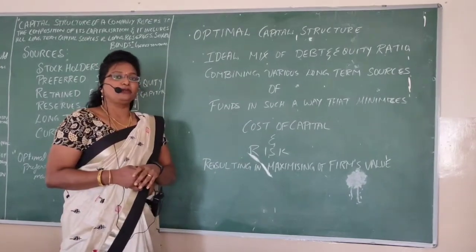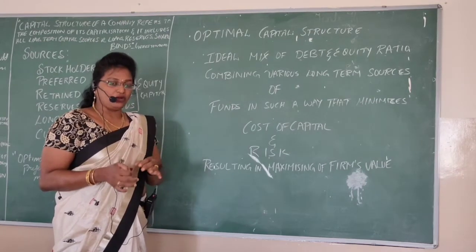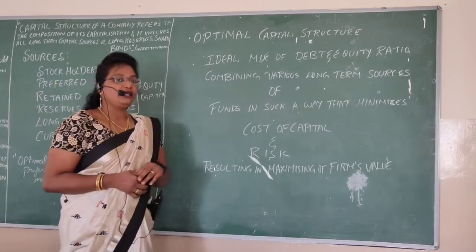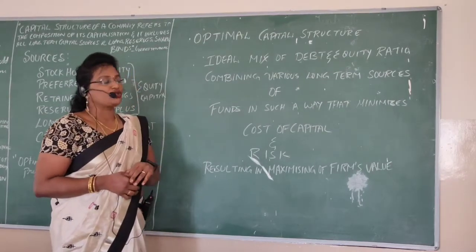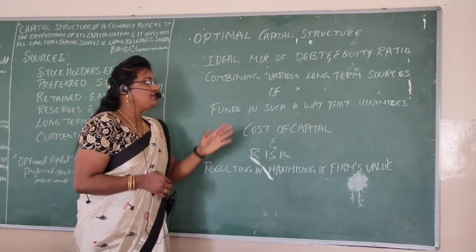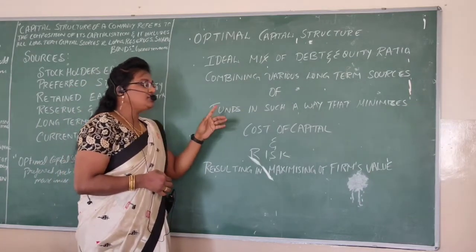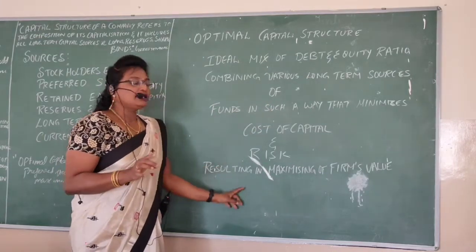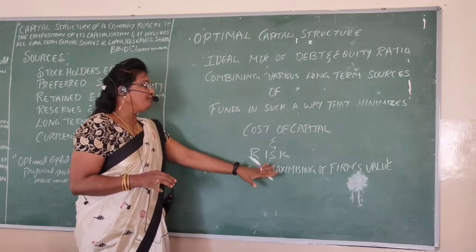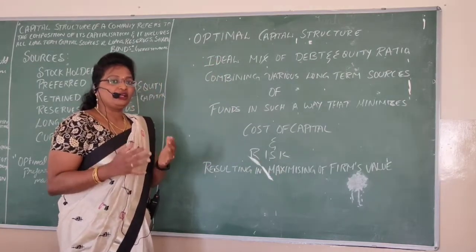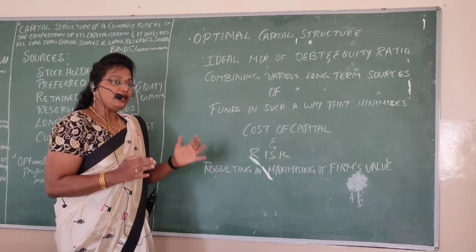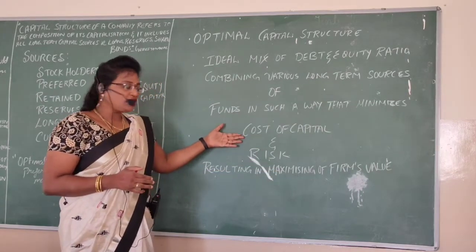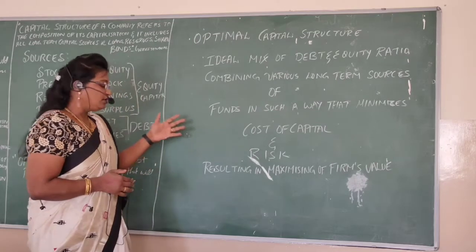So what is optimal capital structure? We have understood the meaning of capital structure; we need to understand optimal capital structure also. It is the ideal mix of debt-equity ratio, combining various long-term sources of funds in such a way that it minimizes the cost of capital and risk, resulting in maximizing the firm's value. Why are we designing this capital structure? The end result should be maximizing the firm's value, reducing the cost of capital and reducing the risk of the firm.